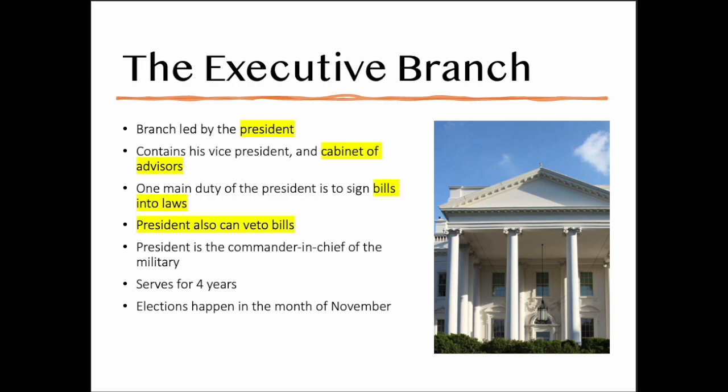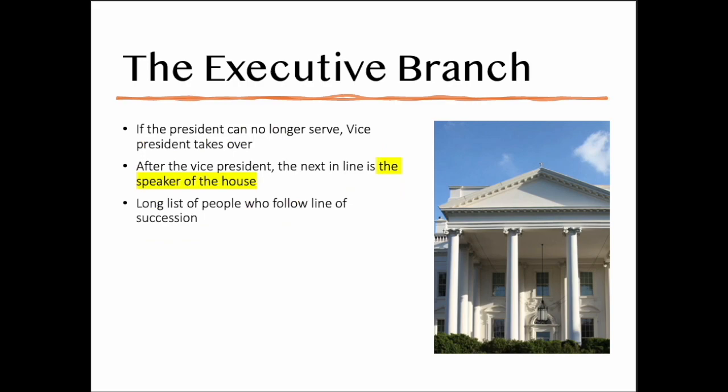A president serves a term of 4 years every time he's elected, and presidential elections happen in the month of November every 4 years. If the president can no longer serve the office, his vice president takes over. If the vice president cannot serve, the next in line is the Speaker of the House. There's a long list of people who follow the line of succession after the Speaker of the House, but luckily, we've never come anywhere close to needing it, so we won't be going over it in this quiz.